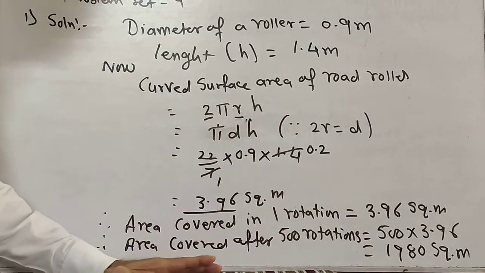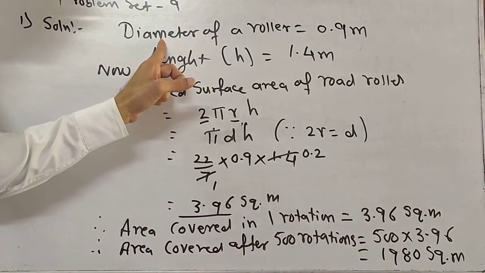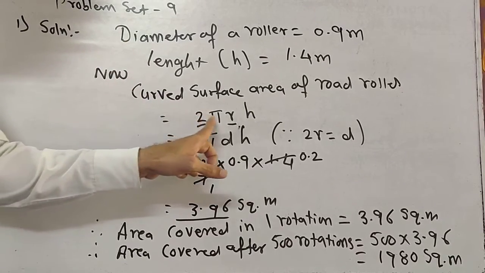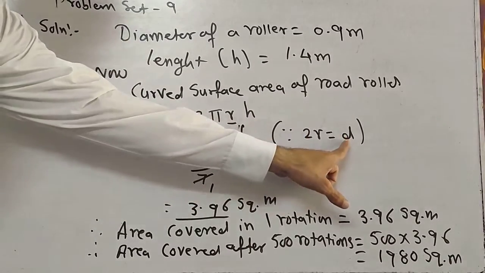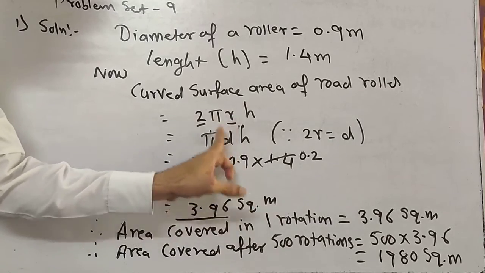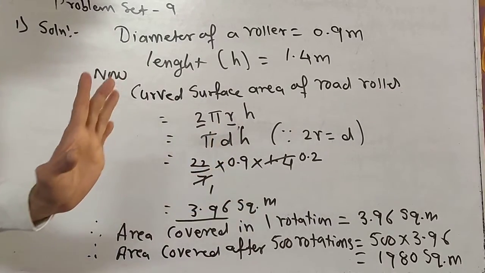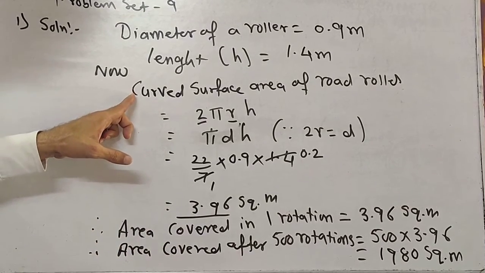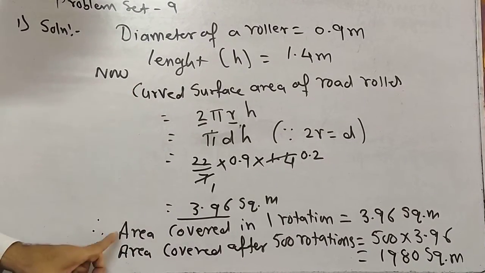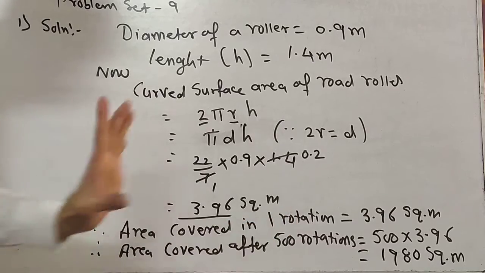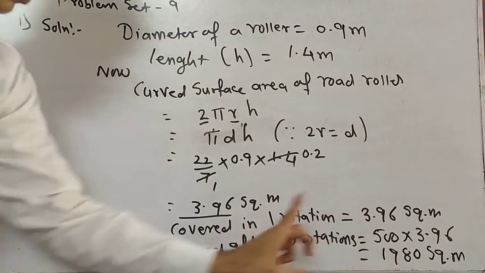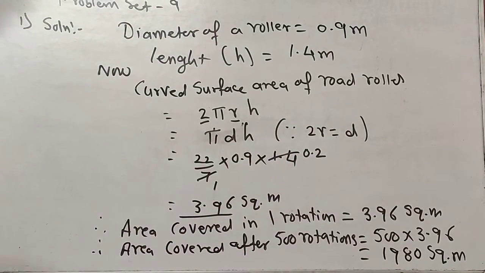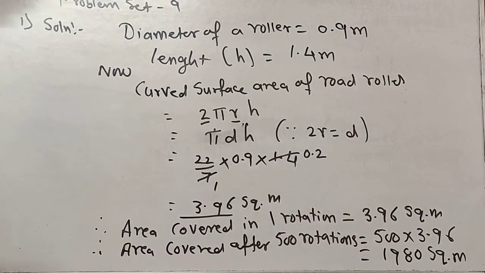So I hope you have followed this sum. Diameter is given. There is no need to halve it. There is no need to find the radius, because 2 pi r h, 2r means d. See, 2r means d. So pi d h. Just put the values. Okay. You will get the curved surface area. Curved surface area means area covered in one rotation. In one rotation this much area is covered. So in 500 rotations how much area will be covered? 1980. Please copy it down.